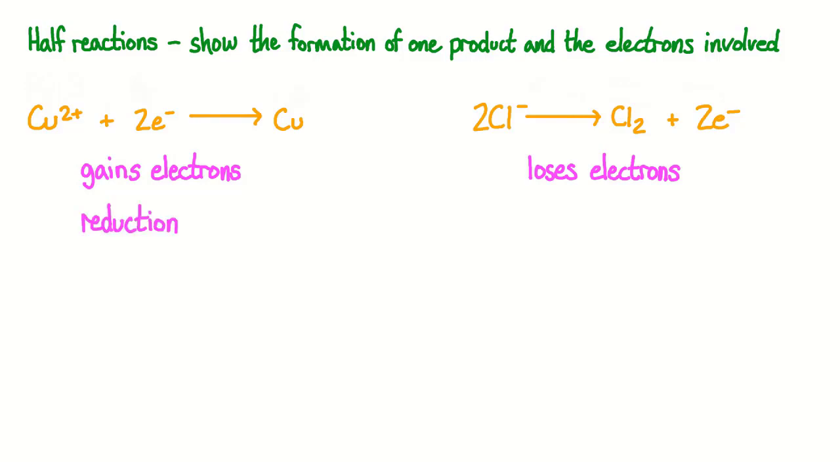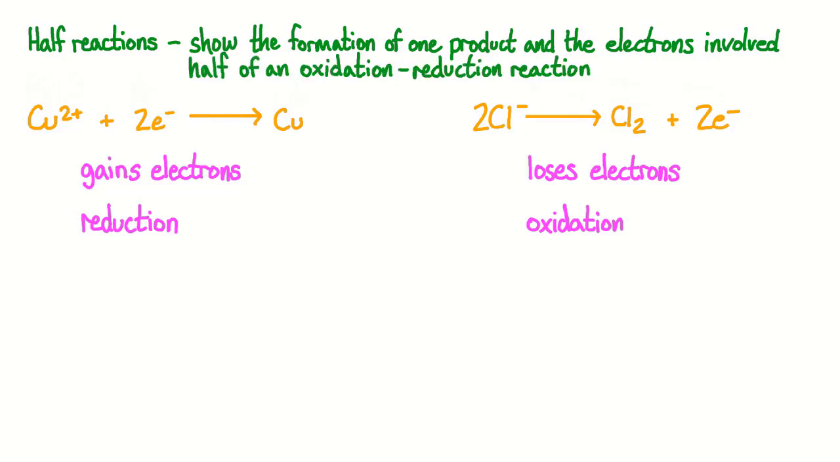A half reaction where an atom or ion gains electrons is called a reduction. In this case, the copper ion is being reduced when it gains 2 electrons to form solid copper. When an atom or ion loses electrons, that's known as an oxidation. In this case, the chloride ions are being oxidized when they give up electrons to form chlorine gas.